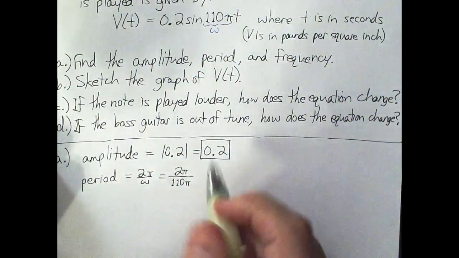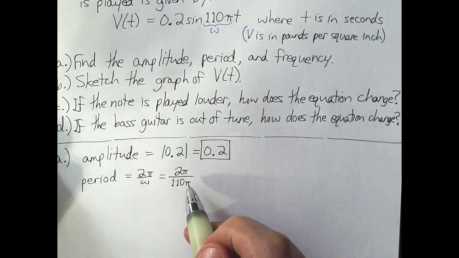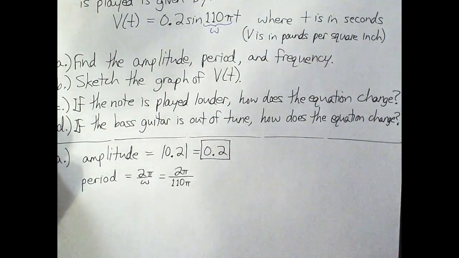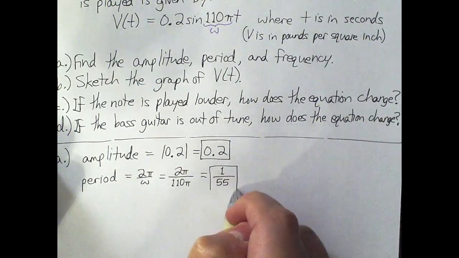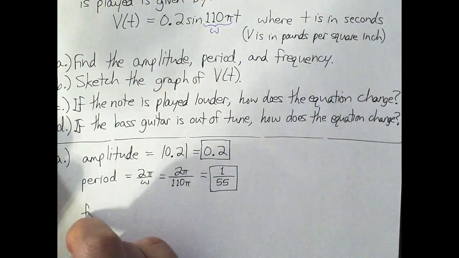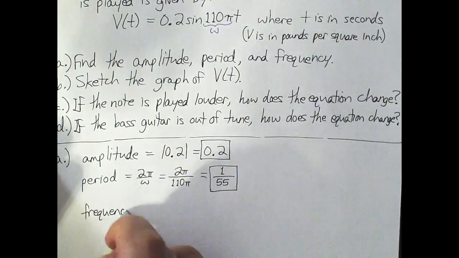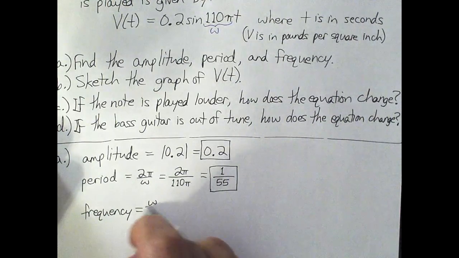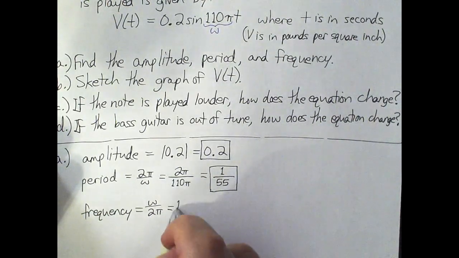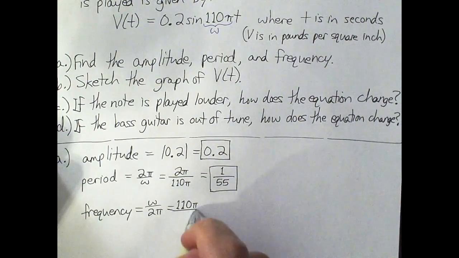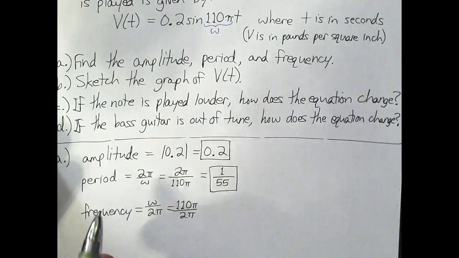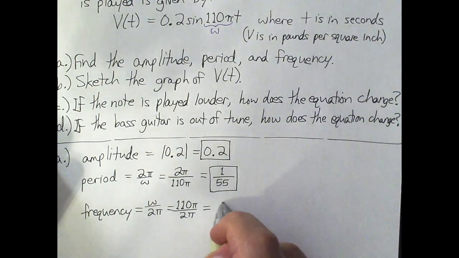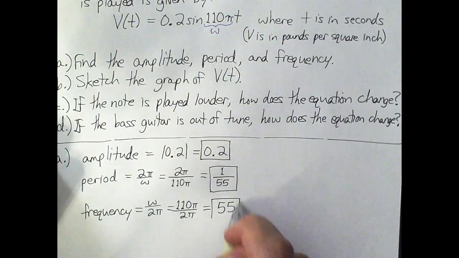Okay, so let's simplify this. Well, pi over pi cancels and just gives us 1. What's 2 over 110? This is going to simplify to 1 over 55. Okay. And the frequency. The frequency is omega over 2 pi, which is 110 pi over 2 pi. Do you see that once you find the period, it's actually very quick to find the frequency, and vice versa, because they're just reciprocals of each other? This is going to be 55.